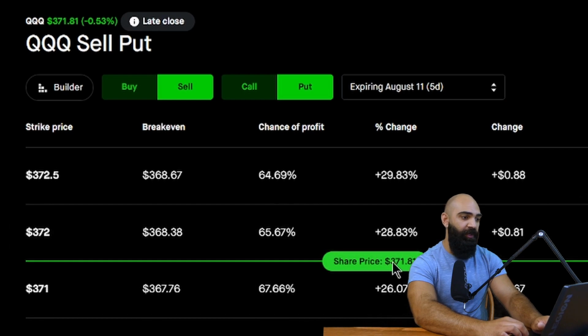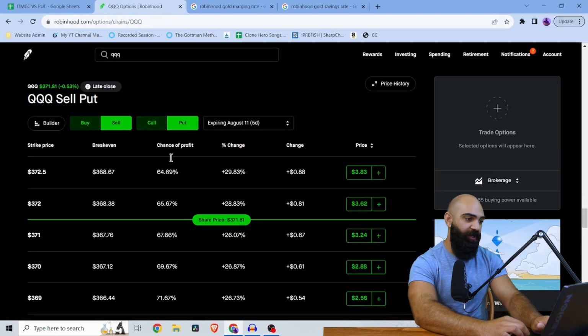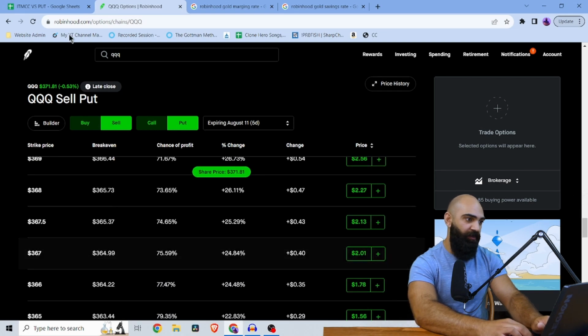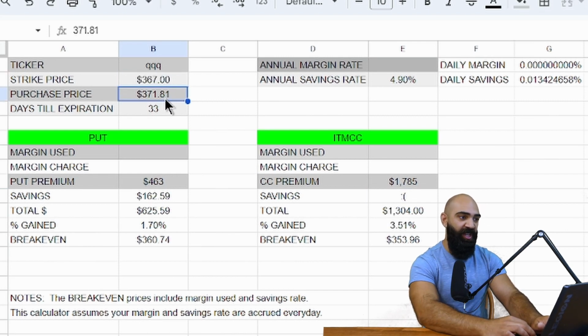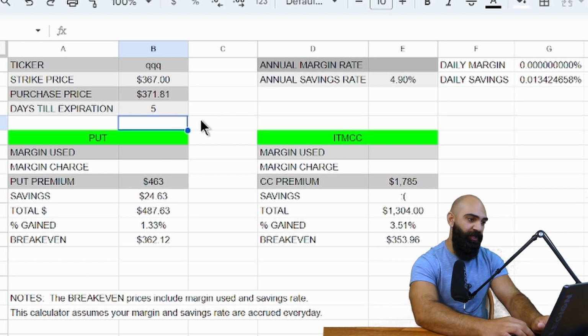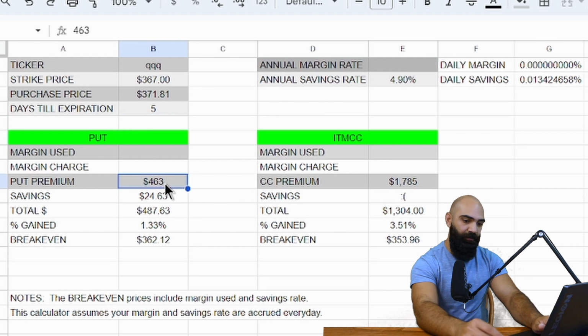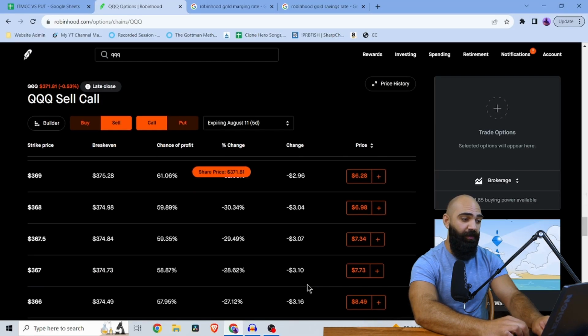And we'll start with selling a put, and let's adjust our calculator. So we're still doing QQQ. The strike price we want to choose, let's do 75% profit, so that'll be $367. Our purchase price is the same because it's after hours right now, but now we're only 5 days till expiration. Our put premium is now $201. And so the total gained is $225.63.